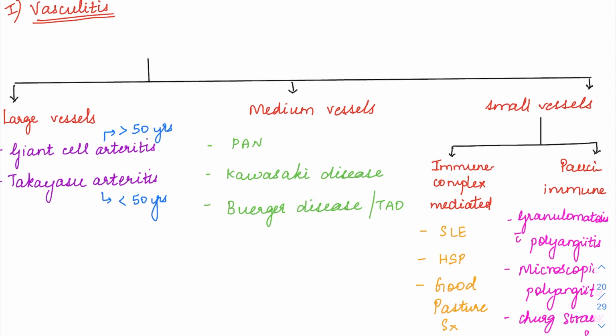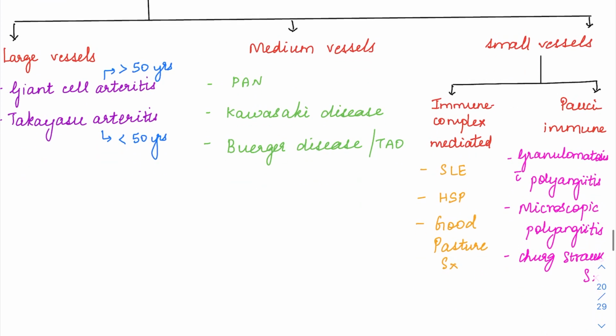It can involve either large blood vessels, medium sized blood vessels, or small sized blood vessels. Based on this, we have certain syndromes, certain diseases which present with certain features. Under large vessel vasculitis, we have giant cell arteritis and Takayasu arteritis. Under medium vessel vasculitis, we have polyarteritis nodosa, Kawasaki disease and Buerger's disease. And under small vessel vasculitis, we have two types: immune complex mediated and post-immune or non-immune complex mediated.